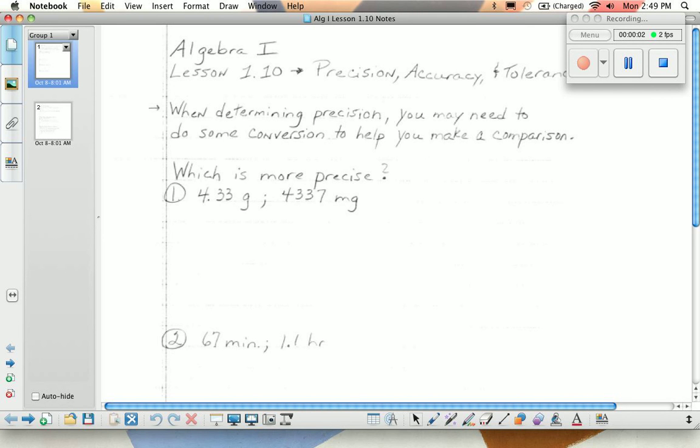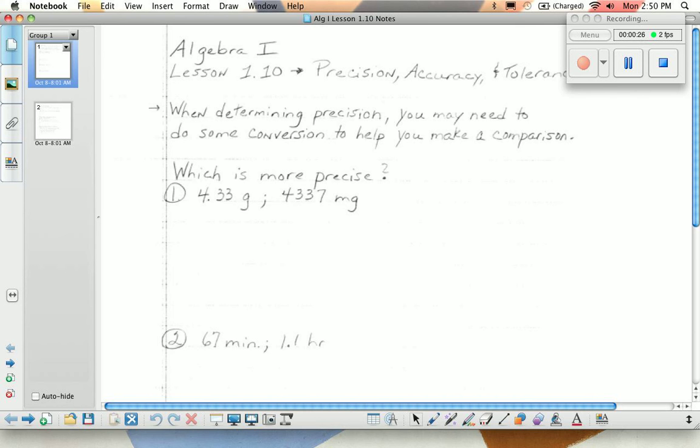Okay, so in our lesson 1.10, we're going to deal with precision and accuracy and tolerance. And when you were doing your surveying of the lesson a little bit ago, you really should have discovered some definitions for all of these. In your own words, I don't want the technical definition, what is precision? If we're looking for something being more precise than something else, what are we really looking for?